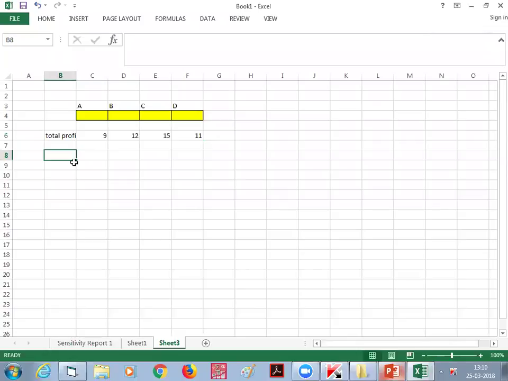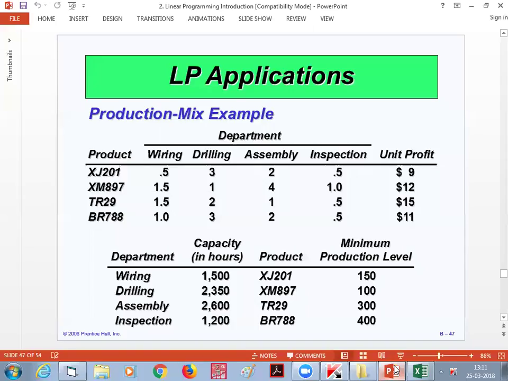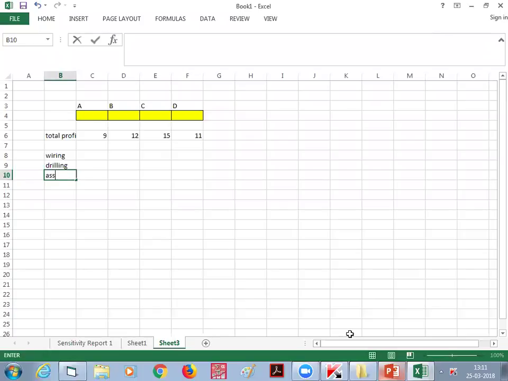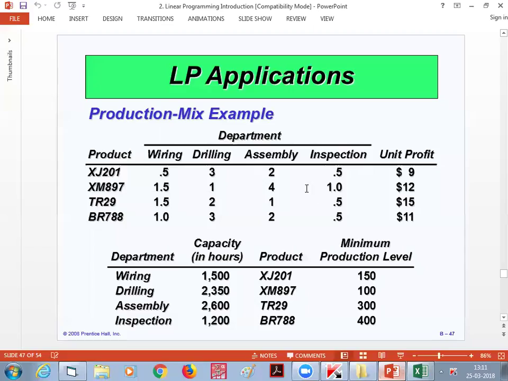Now, what are the departments? Wiring, drilling, assembly, and inspection. Okay, and what we need to do is take the transpose of this. It's done the other way round actually. So the products should be in columns and the departments should be in rows.